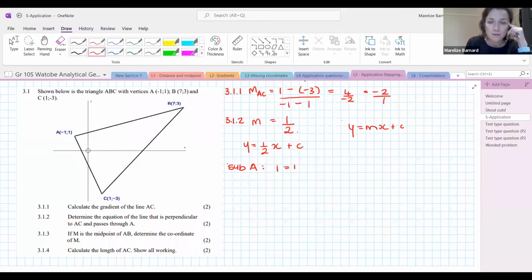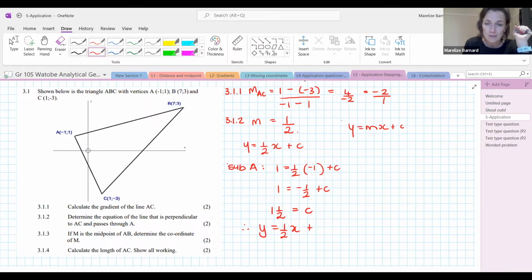Y is 1, x is -1, plus c. So we multiply that out. A half times -1 is -1/2 plus c. And then we get c by itself. We're going to take the -1/2 over to the other side by adding it. So 1 plus 1/2 gives me 1.5, which is equal to c. So the equation of this line is y is equal to a half x plus 1.5.